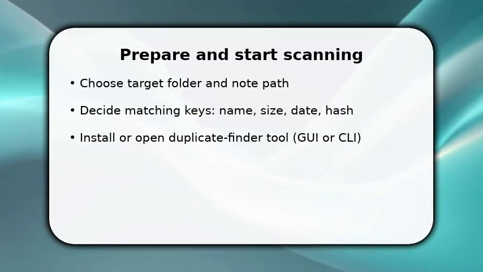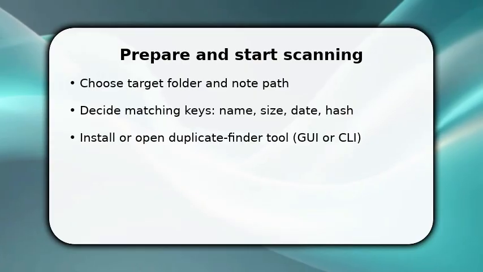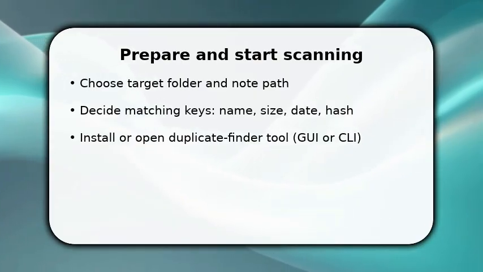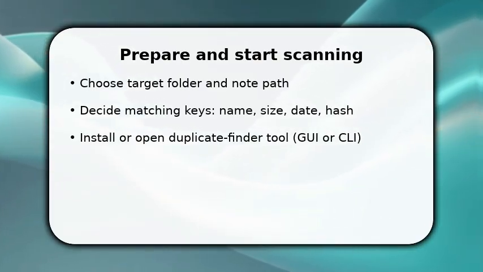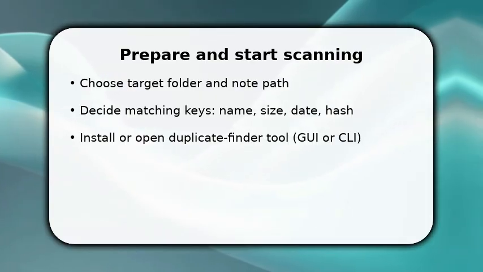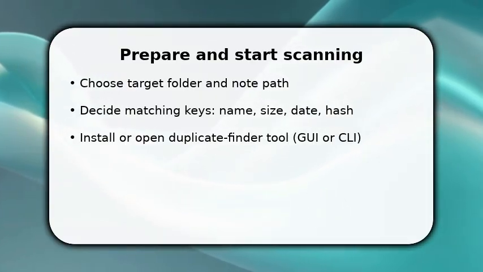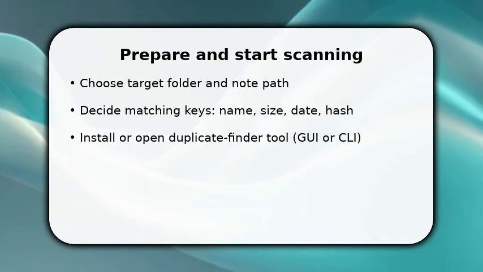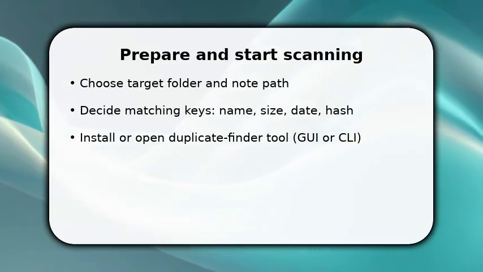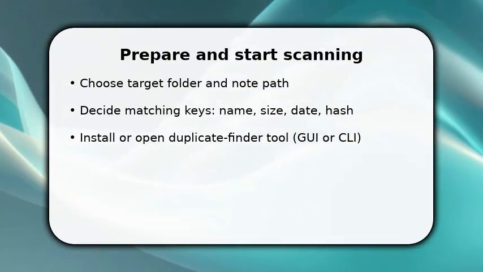You begin by selecting the exact folder you want to scan and confirming you have read/write access. This prevents permission errors. Next, decide how strict matching should be. File name and size are fast. Cryptographic hashes like SHA-256 are accurate but slower.